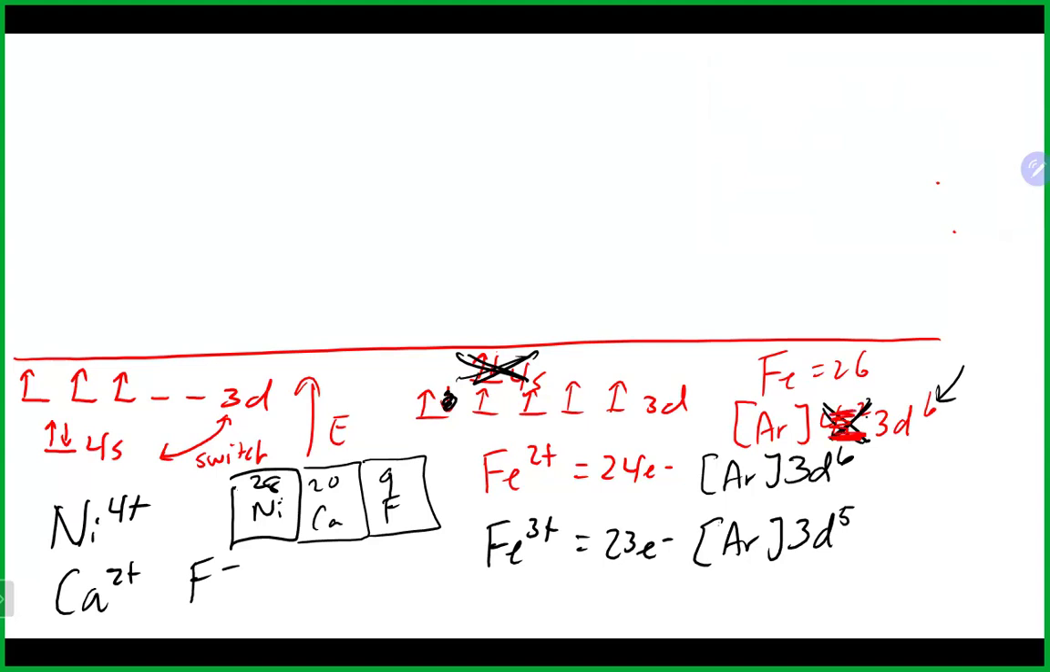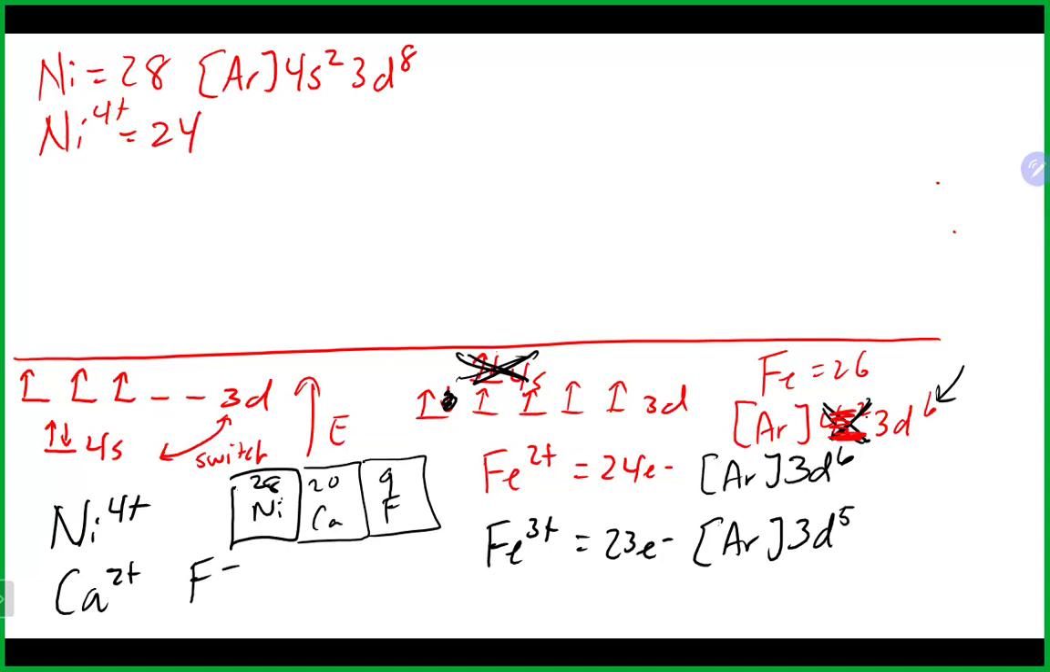Okay, so let's take a look. We'll start with nickel. And why don't we just start with nickel with no charge? So nickel with no charge is 28, I think, yeah. So that's going to be argon, if I do the shorthand there so I don't have to write it all out, 4s2, 3d8. Obviously here, nickel with a +4 charge would have 24 electrons, as it has lost 4 electrons.